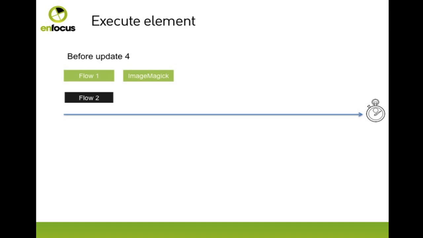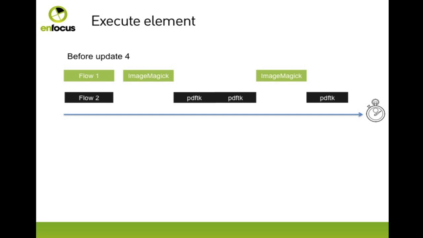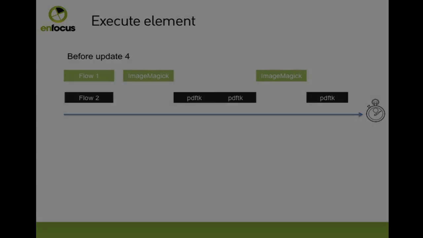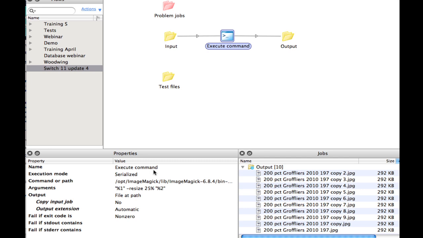Before Update 4, the execute command element was limited to running in serialized mode. This means that there was only ever one instance of any external program running at the same time through the command line interface. Two command line programs in two different flows behaved like this, with only one program running at the same time. In Update 4, the execute command element got a new property, execution mode.